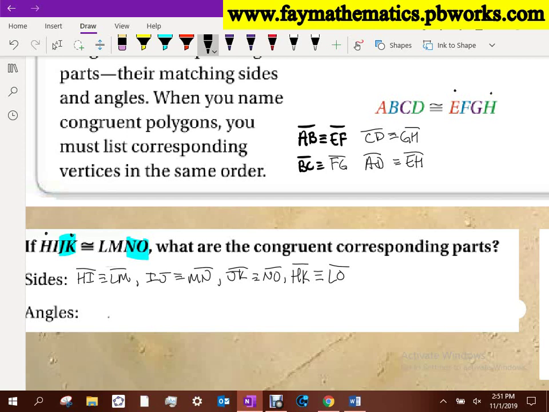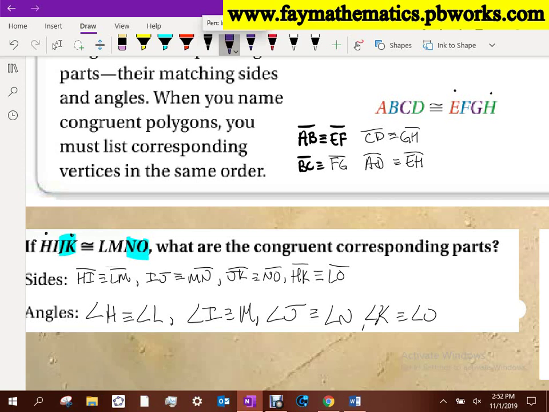If we go to angles, obviously it's kind of easy with angles. So if I go angle H, what's angle H going to be congruent to? Angle L. What's angle I going to be congruent to? M. So then J goes to N, and K goes to O. So that's kind of easy naming them with one letter, right? Okay. What if I did this? This might be something we have to do eventually.